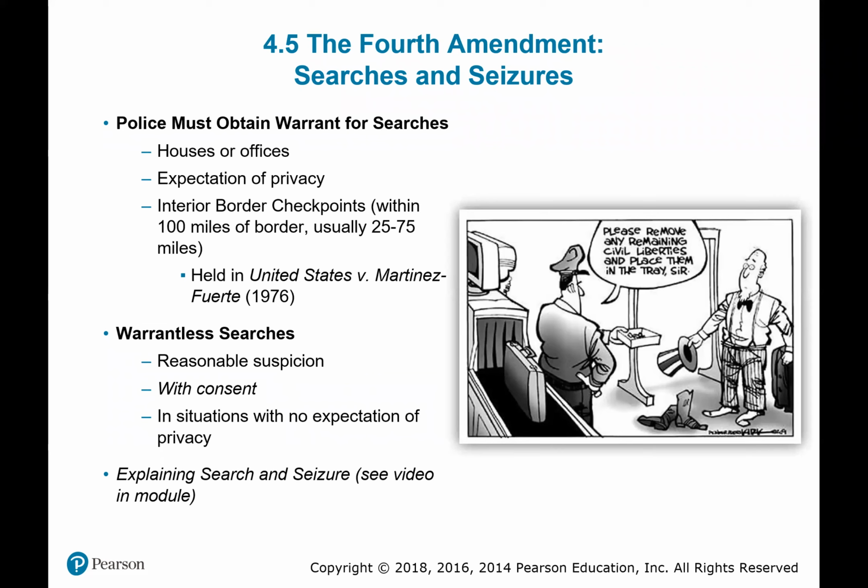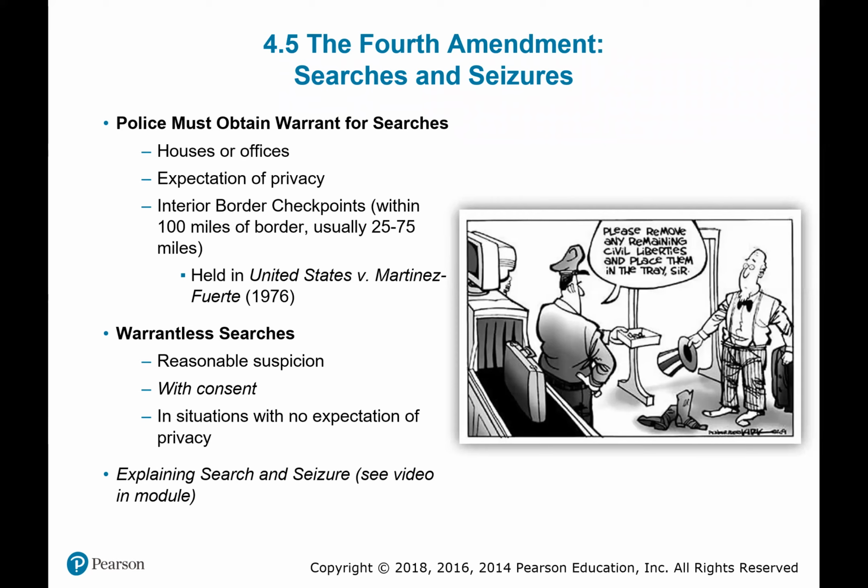So Fourth Amendment, searches and seizures. Police must obtain a warrant for searches of houses or offices. There's an expectation of privacy. Interior border checkpoints have always been kind of a gray area, and it's been challenged, though it was held in United States v. Martinez-Fuerte in 1976, which allowed the checkpoints within 100 miles of the border. And they usually are between 25 and 75, as we know, as we go through them often on the way to San Diego or to Yuma.